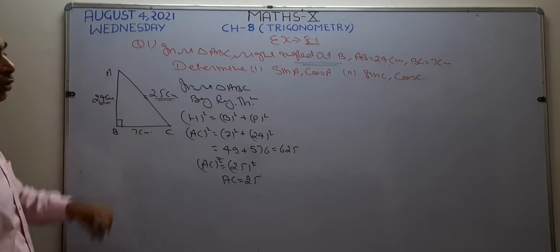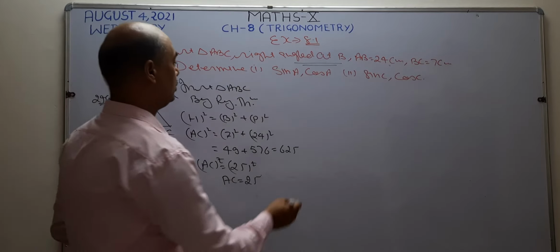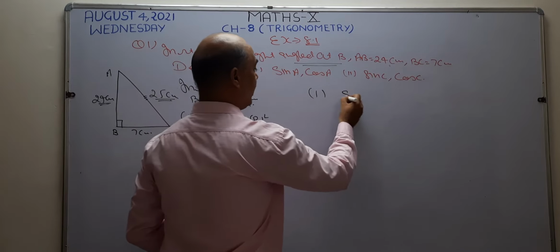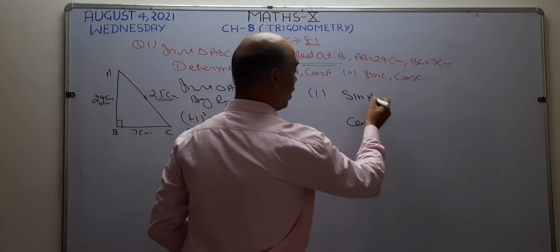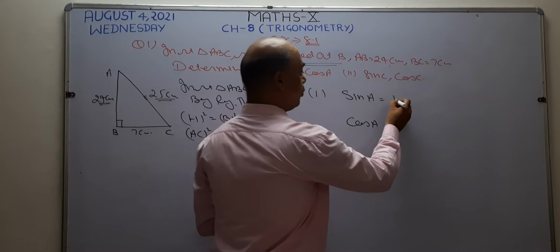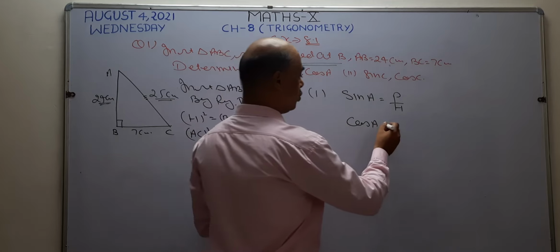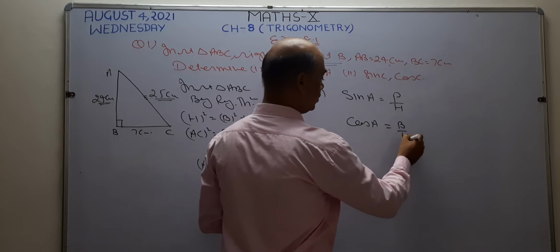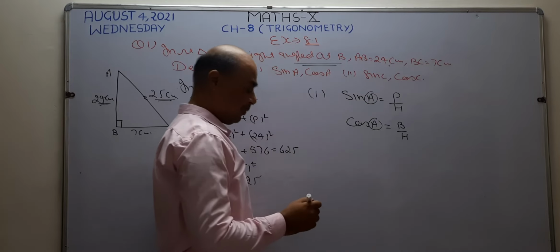Now all the three sides are on your board. Now you need to find these required terms. In the first part we are going to find the value of sin A and cos A. You know how you find the value of sin A? P upon H, means perpendicular upon hypotenuse, is going to represent sin A. Now cos A we have to find, B by H. Now you have to check where your base is going to be.